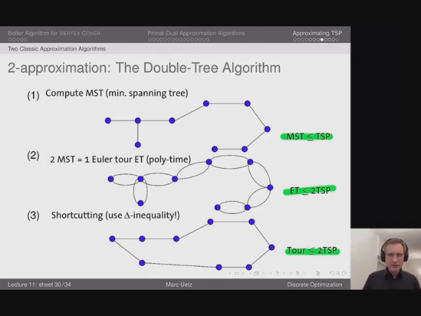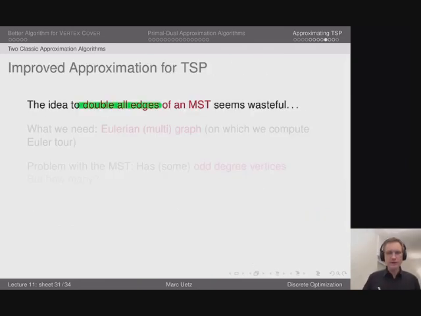And notice that everything is polynomial time because we can compute minimum spanning trees in polynomial time. The doubling is of course simple. Computing Euler tours is linear time, and shortcutting is also linear time in the size of the graph. Now that gives a two approximation. And as a matter of fact, this second step, this doubling step, seems a bit wasteful, right? So maybe we can improve on that. And that's what we can do.